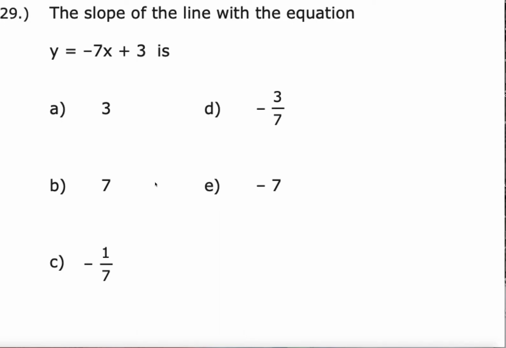All right, let's look at number 29. The slope of the line. Given that the coefficient of y equals 1, the number in front of x becomes your slope, which is negative 7. So E becomes the answer.